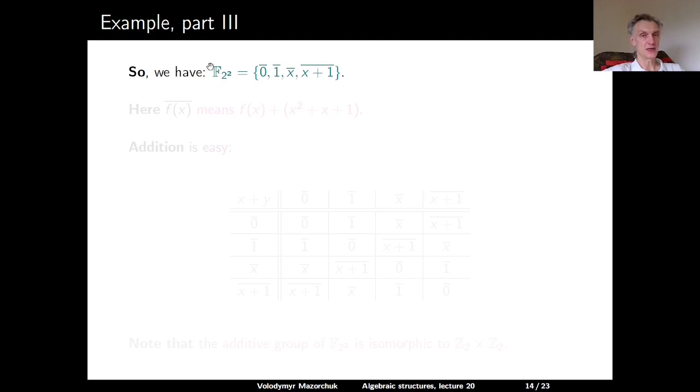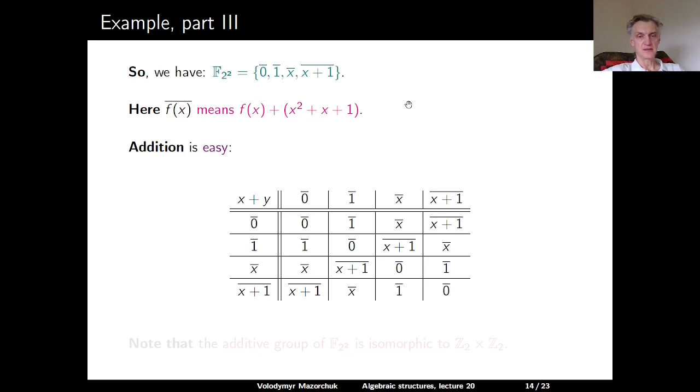So our field with 4 elements consists of the classes of 0, 1, x, and x plus 1. We denote a class of f(x) by f(x) overlined. So f(x) overlined is f(x) plus our ideal generated by x squared plus x plus 1. It is very easy to write the table for addition of these elements.